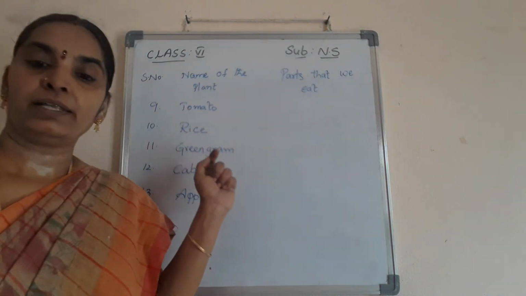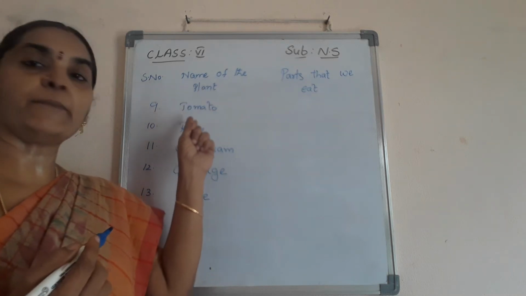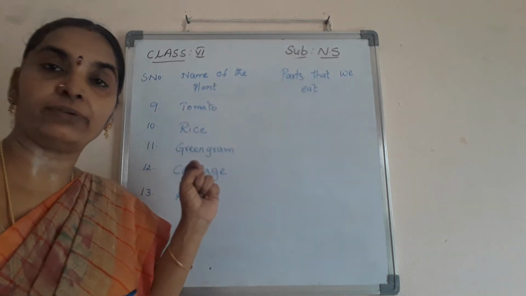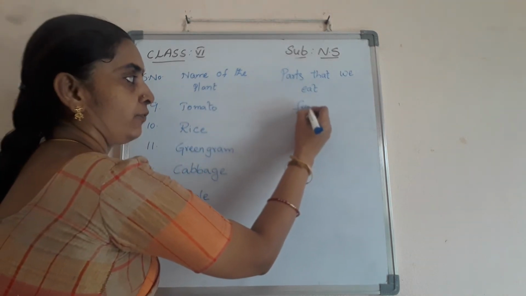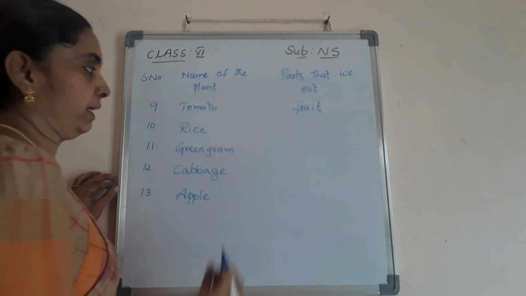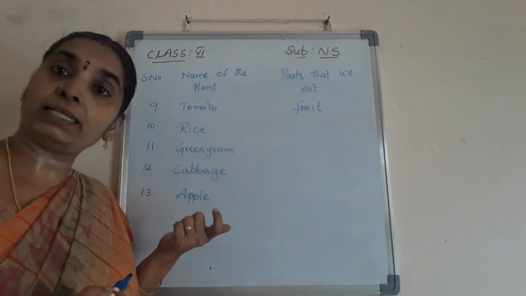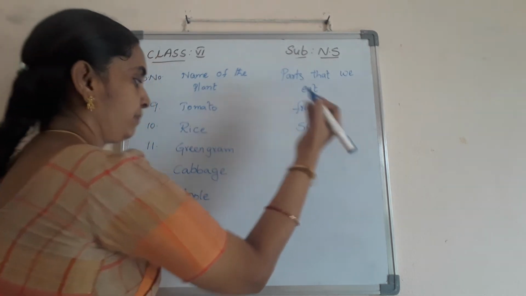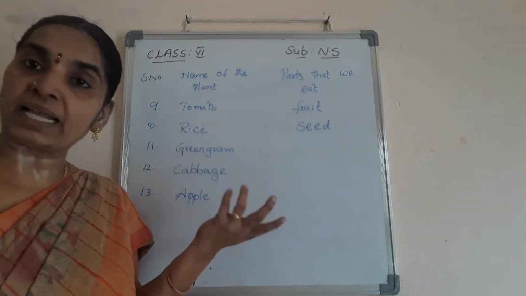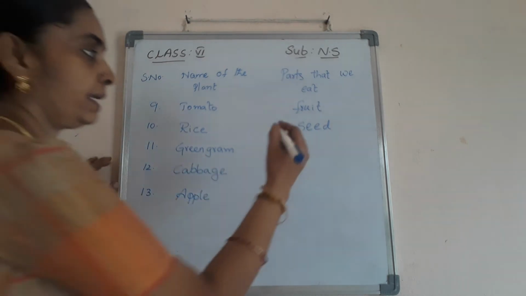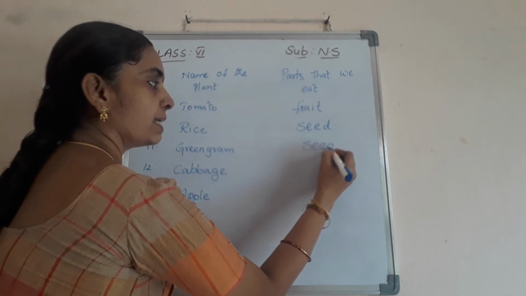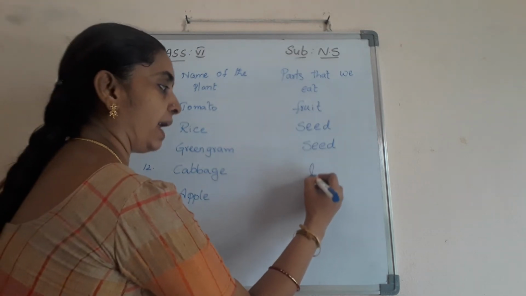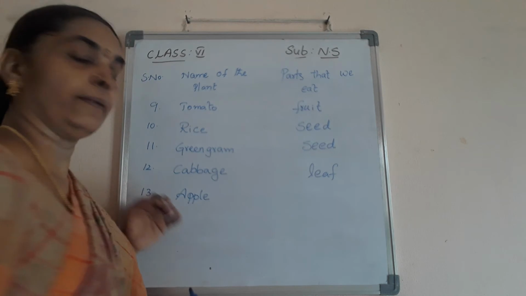Okay, here children, now we have the continuity of the name of the plant, that is tomato. If it is tomato, which part of that plant do you eat as food? It is fruit, isn't it? Fruit of the tomato plant is used as food. Now rice. Which part of the rice plant do we take as food? Seed, isn't it? Next, green gram. It is the gram pulse, which is also a seed that we take as food. Okay, cabbage. Cabbage is a leaf part of the plant that is used as our food. Apple.